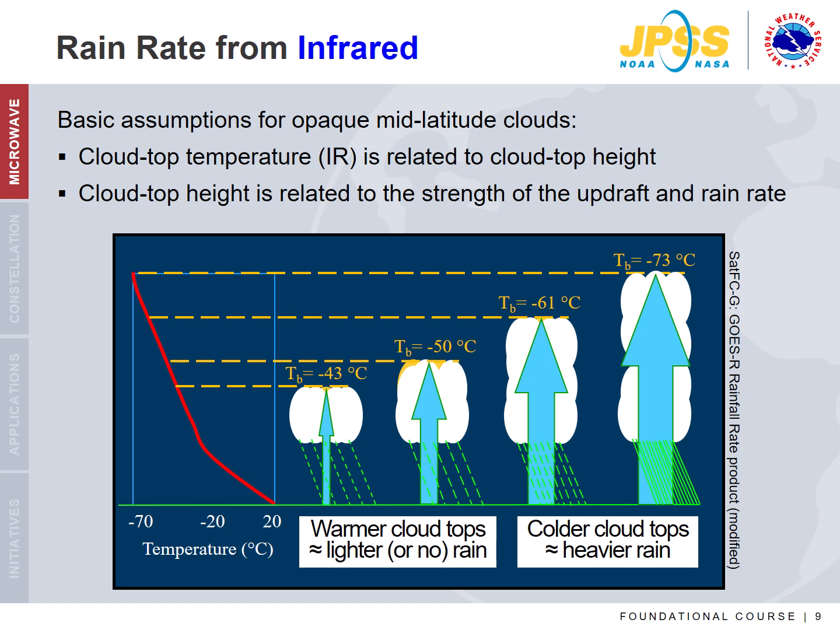In the Satellite Foundational course for GOES-R, a rainfall rate product was highlighted. The basic assumptions when using infrared are that cloud top temperature is related to cloud top height, and cloud top height is related to the strength of the updraft and rain rate. Additional channels on the GOES-R series Advanced Baseline Imager help improve the algorithm by teasing out information on cloud particle phase.